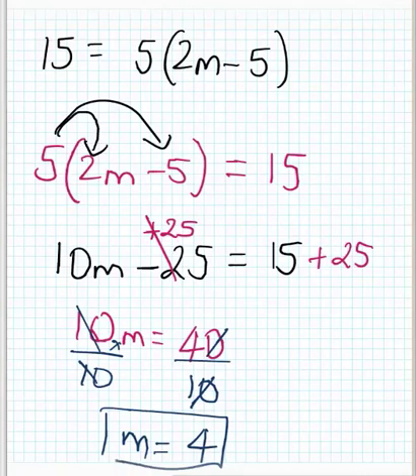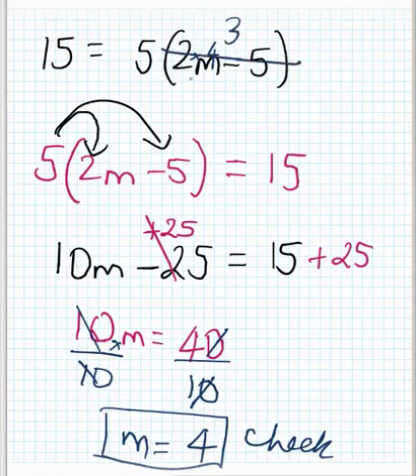And we're done. And now let's do our check. So if m is 4, so if we have 4 here, so we got 2 times 4, which will be 8. And then 8 minus 5 would be 3. So in the brackets we would have 3. And 3 times 5 times 3 is our 15. So we got it right.